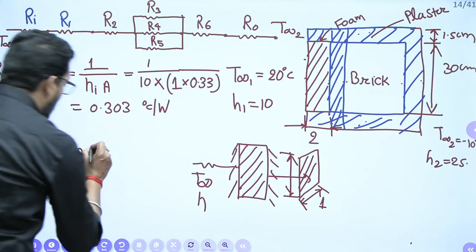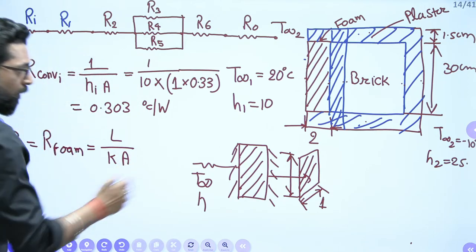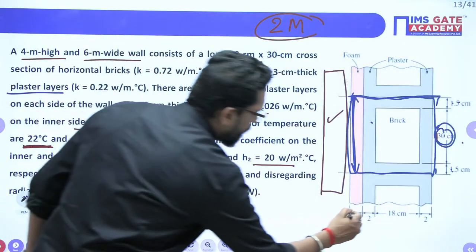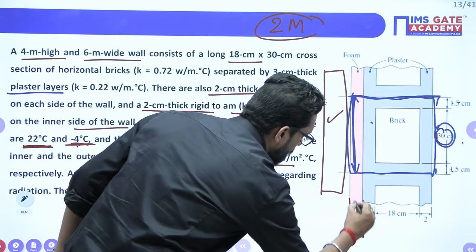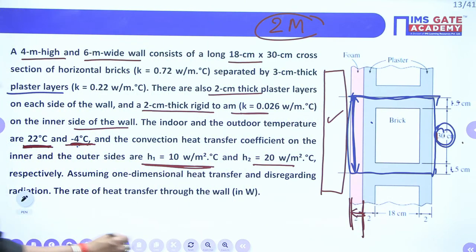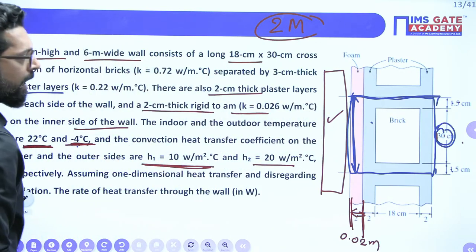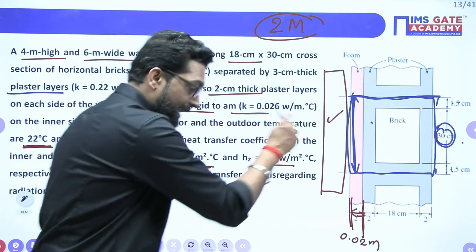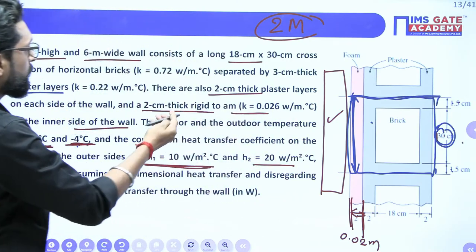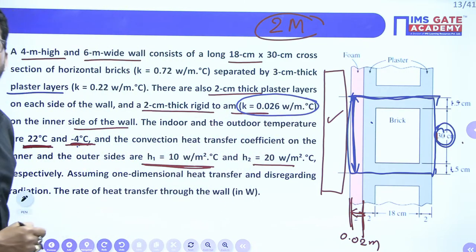R of foam resistance. Now, R of foam is what? L upon K into A. What is the foam length? 2 centimeter, I think. So 2 centimeter is 0.02 meter. It is length. And what is your length divided by K? K is the thermal conductivity of the foam, and it is given as 0.026.